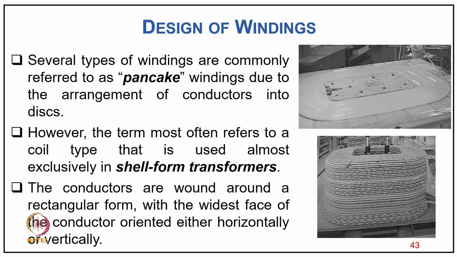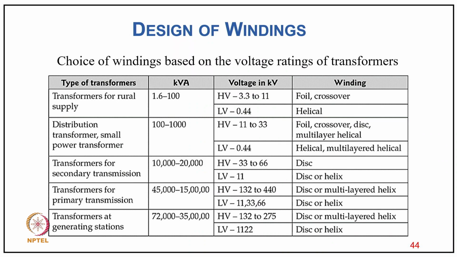Now coming up, several types of windings are commonly referred to as package windings due to the arrangement of conductors into discs. However, the term most often refers to a coil type that is used almost exclusively in self-formed transformers, where the conductors are wound around a rectangular form with the widest face of the conductor oriented either horizontally or vertically, as you can see in the figure. Now this is a choice of the winding based on the voltage rating of the transformer as well as the kVA rating, starting from a transformer for rural supply, distribution transformer, secondary transmission transformer, to primary transmission transformer. So these are different voltages and different kinds of winding.